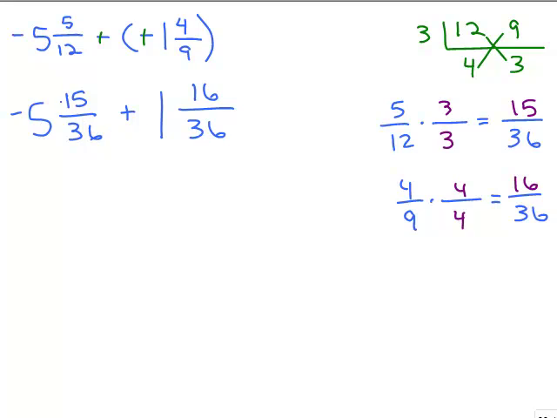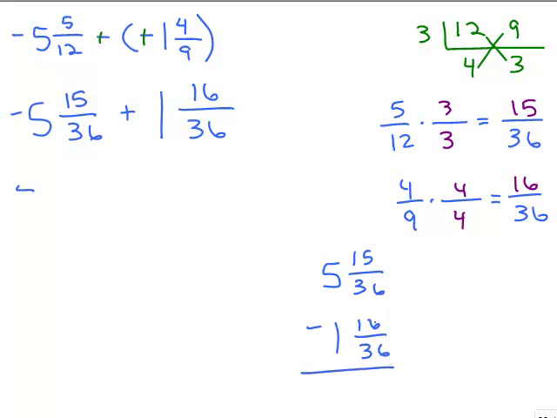I'm adding a negative and a positive number. So that means I have to take their difference and take the sign of the larger. So I know my answer is going to be negative because this is the bigger one. The negative 5 is bigger than the 1. So my answer I know will be negative. And I now have to subtract. So the next step is to go back and remember how to do this. How do you do 5 and 15/36 minus the 1 and 16/36?